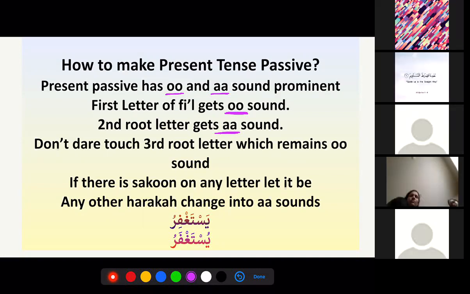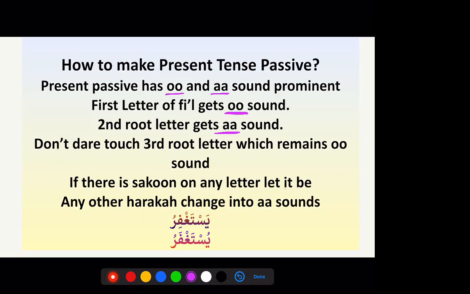Don't dare touch third root letter. So we are not going to touch third root letter. If there is skoon, we're going to let it be in skoon. Any other harika changes into A sound. In past, any other harika was changing into U sound, remember? So now over here, it is going to change into A sound.